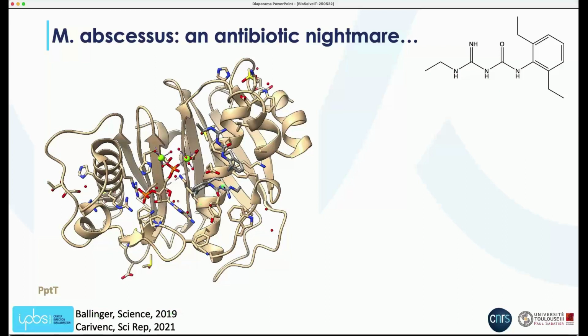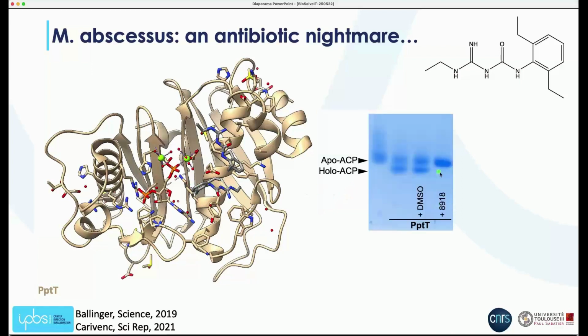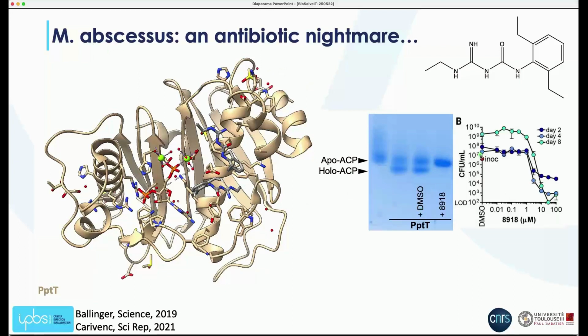And you can see that this compound binds to the enzyme PPTT, the PPTase from Mycobacterium tuberculosis. It binds into the active site, and this results in the inhibition of the enzyme. In the presence of the compound, the PPTT enzyme is no more able to transfer the P-pant arm to the CP domain. And what is good in the case of Mycobacterium tuberculosis is that the inhibition of the enzyme translates into the inhibition of the growth of Mycobacterium tuberculosis.